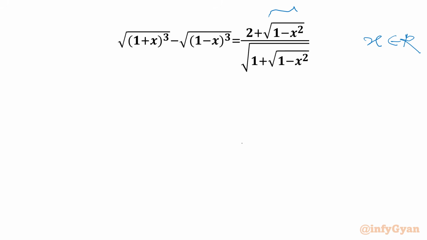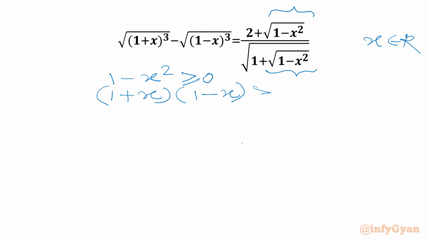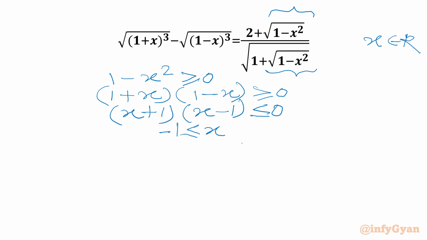Here we have square root 1 minus x square. For x to be real, our radicand 1 minus x square should be non-negative, greater than or equal to 0. Using the difference of two squares formula, we will write 1 plus x times 1 minus x should be greater than or equal to 0. By multiplying negative 1 to the inequality, we will get x plus 1 times x minus 1 should be less than or equal to 0. So from here we'll get x should be in the interval minus 1 to 1.